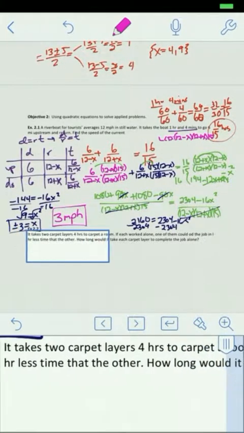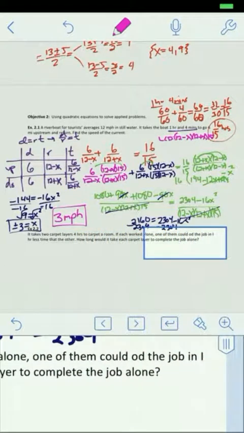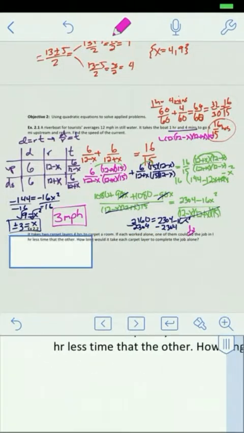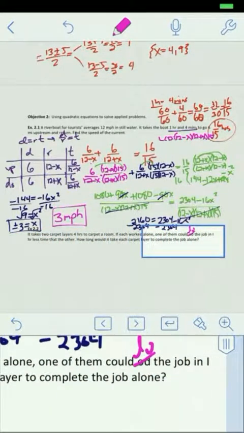It takes 2 carpet layers 4 hours to carpet a room. If each works alone, one of them could do the job in 1 hour less time than the other. How long would it take for each carpet layer to complete the job alone?